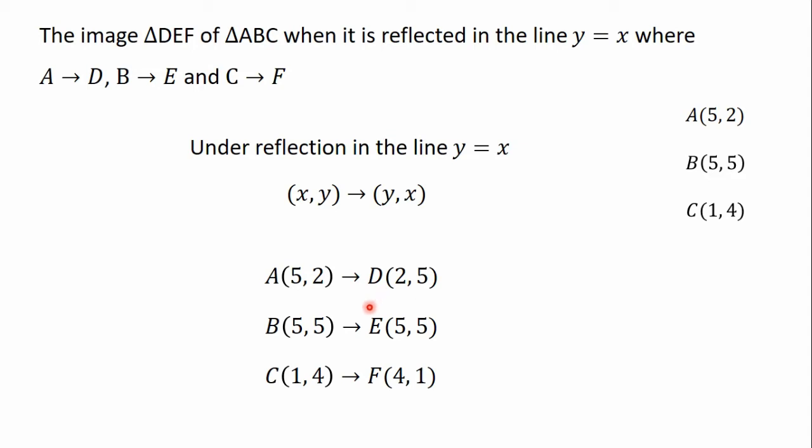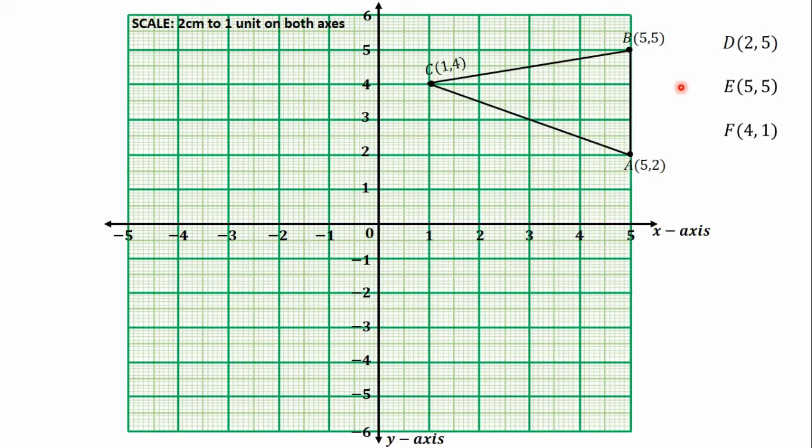We now have the coordinates of D, E, F. We can plot them on the graph sheet and join them to get the image triangle DEF. These are the coordinates of DEF. Point D has the coordinates 2, 5. So 2 on the x-axis and 5 on the y-axis. That will be here. Point E has the coordinates 5, 5. So 5 on the x-axis and 5 on the y-axis. That will be here. So you can see that point B and point E all have the same coordinates.